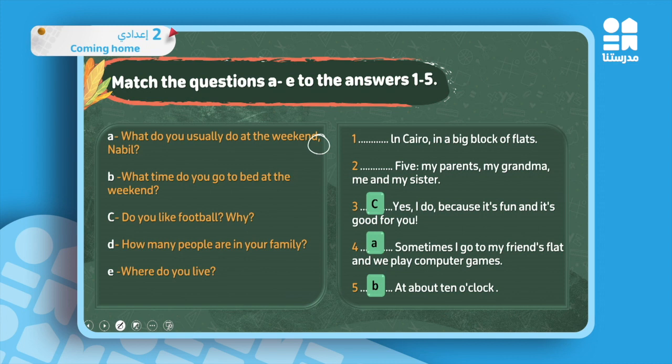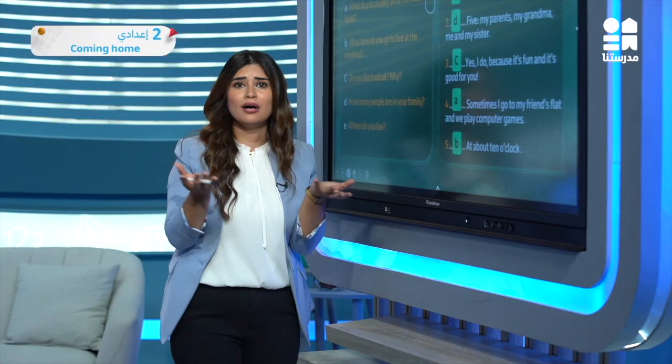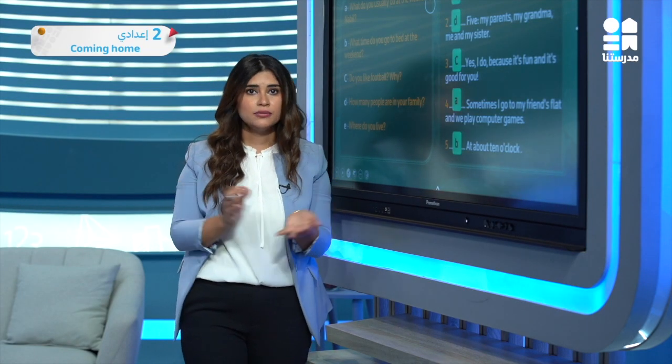So then, how many people? Here I'm asking about the number. How many people are there in your family? 5. My parents, my grandma, me, and my sister. And of course, the left one, the last remaining one, where do you live? In Cairo in a big block of flats. Flats, do you know what's meant by flats? Flats, شقة, flat, apartment, okay?